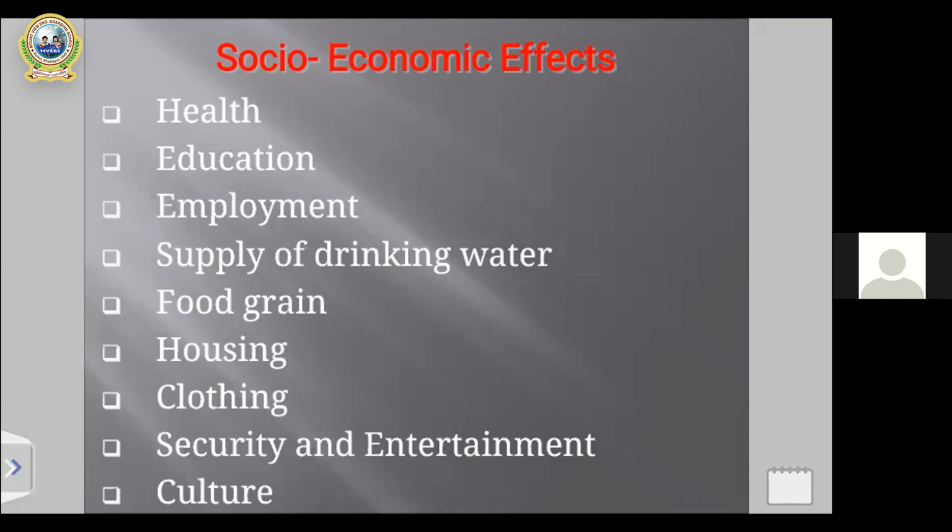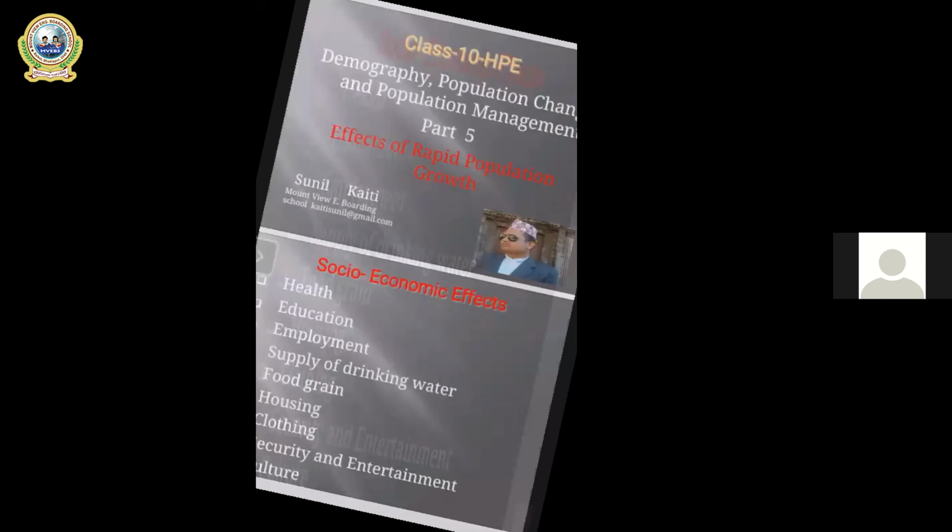Because of pollution, different heritage sites and religious places are polluted, and that adversely affects the culture of the Nepalese people. So rapid population growth also adversely affects the culture of Nepalese people. So we should manage and control the rapid population growth rate. All right. Okay, my dear students.